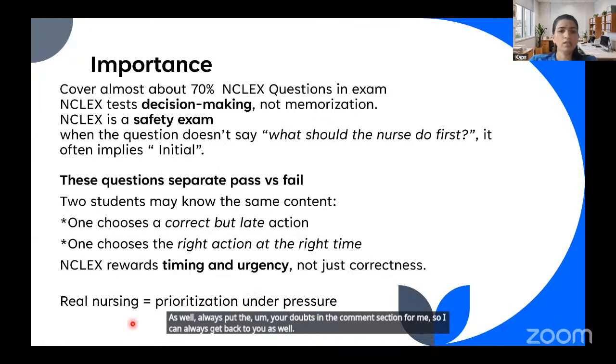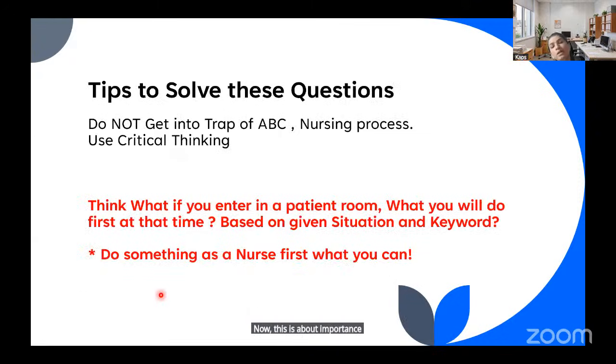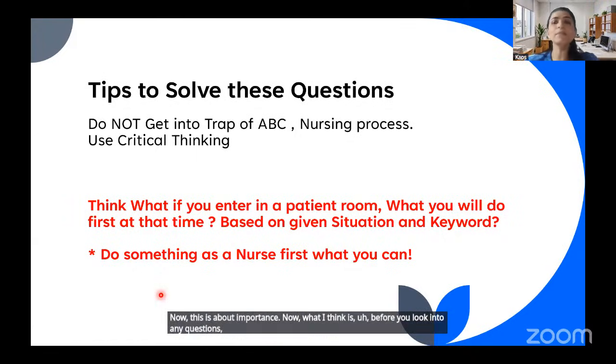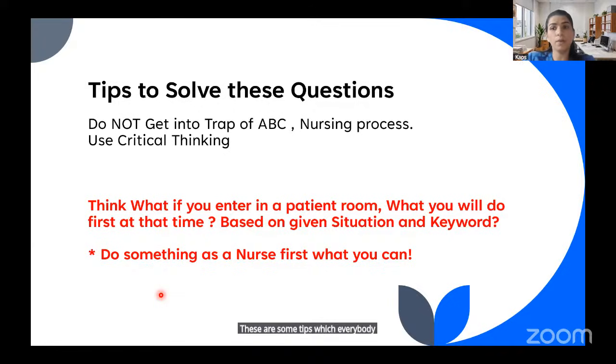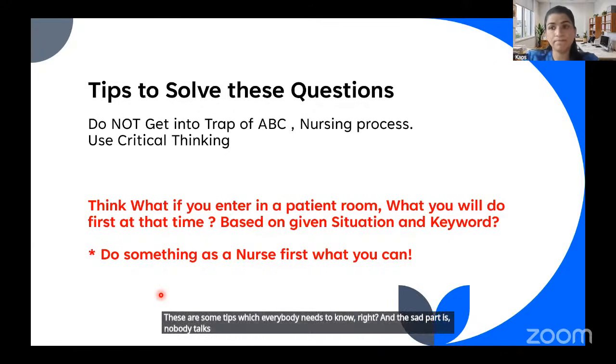Now, this is about importance. Before you look into any questions, these are some tips which everybody needs to know. And the sad part is nobody talks about it.